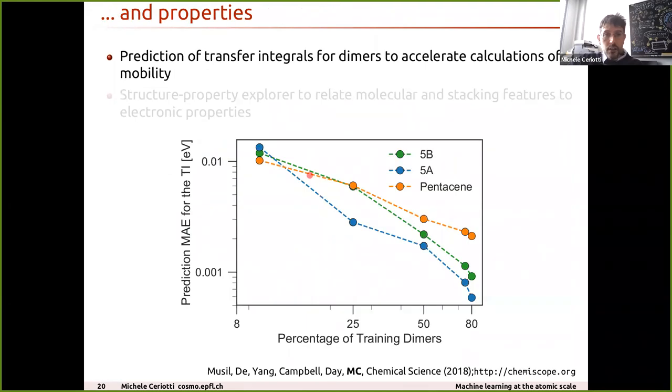And you can also combine this analysis of structural motifs with analysis of structure-property relations. And this, again for molecular crystals, shows how you can predict some of the central quantities for computing the electron mobility in organic materials for organic electronics.